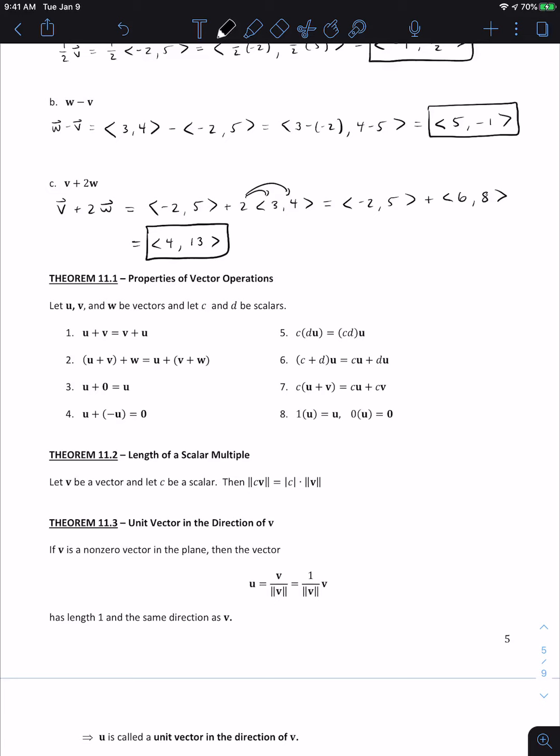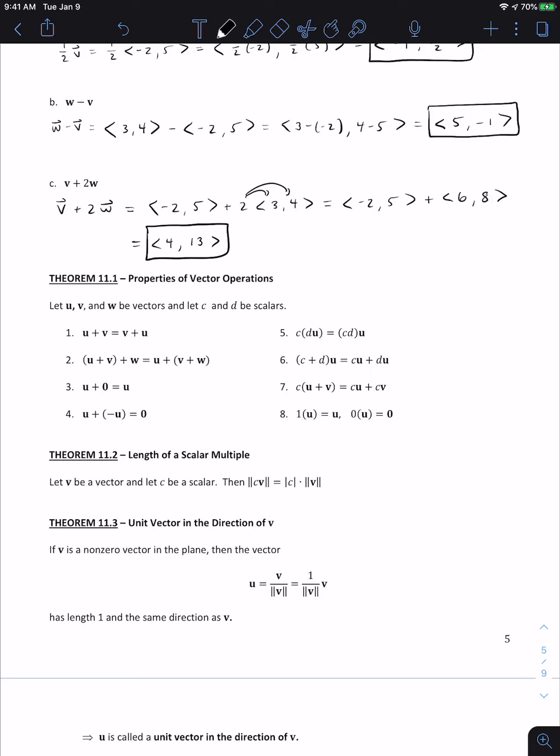And then 5 is basically saying that I can have associative property with my scalars. 6 is saying that I have the distributive property for my scalars. 7 is another type of distributive property for the scalars. And then 8 is just saying that 1 times u is u. And then 0 times u is... I'm sorry, this isn't a multiplicative identity. This says that the scalar 1 leaves everybody alone, and the scalar 0 takes everybody to 0. So those are some properties.